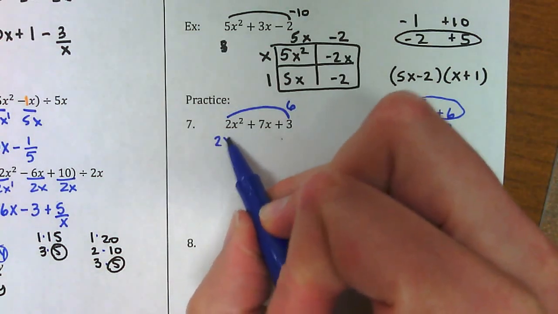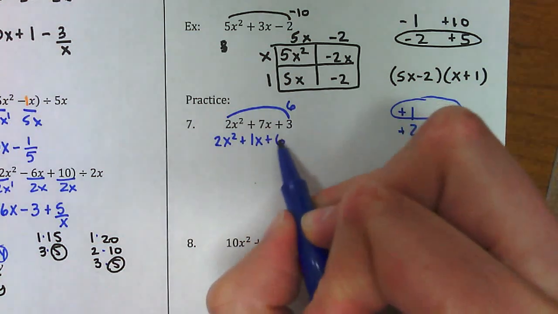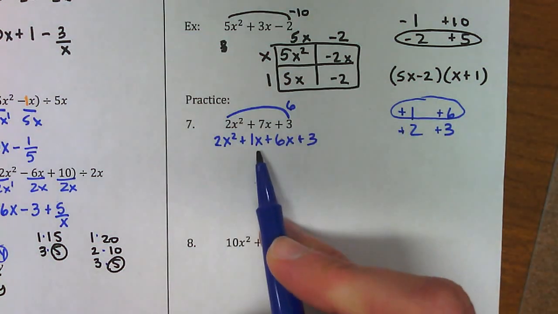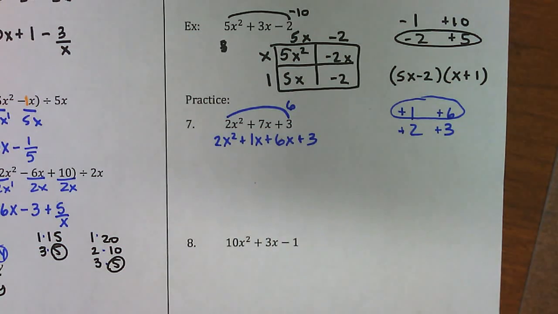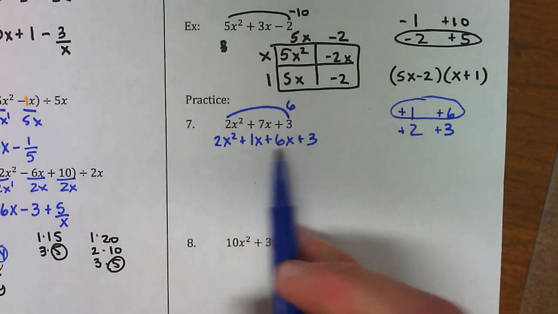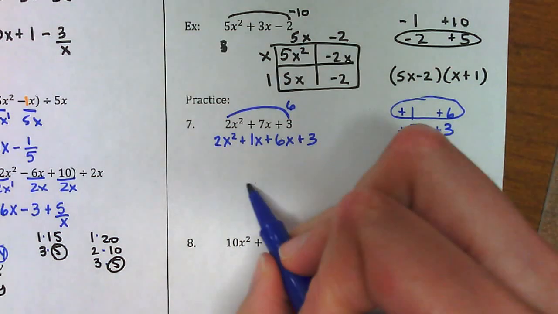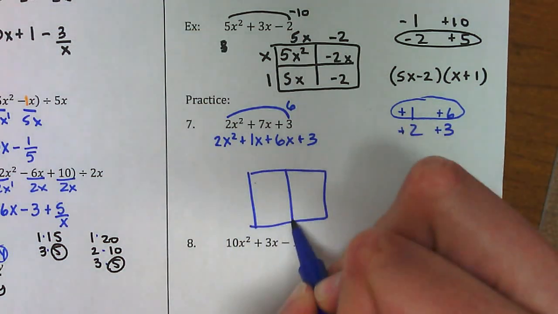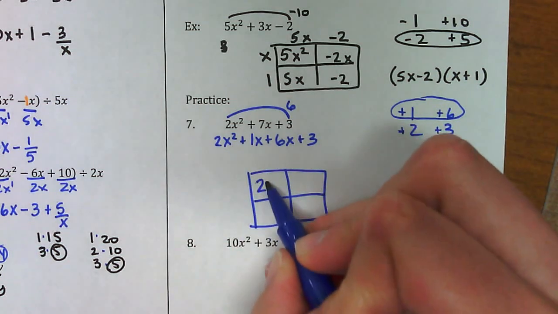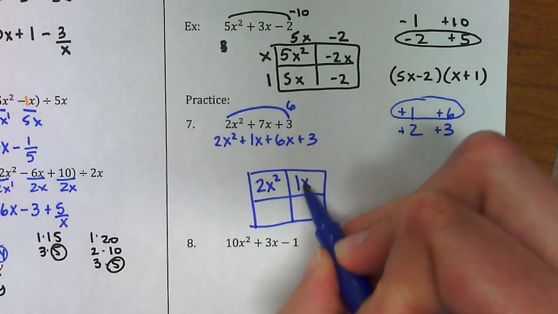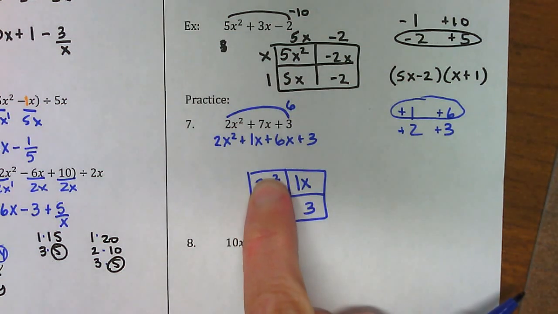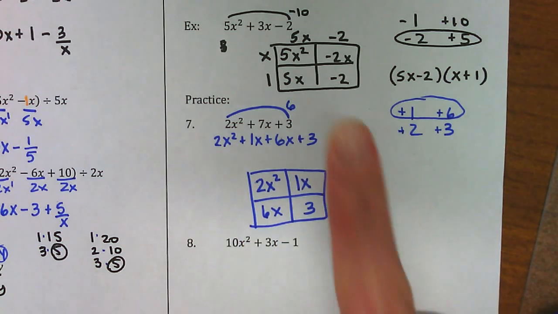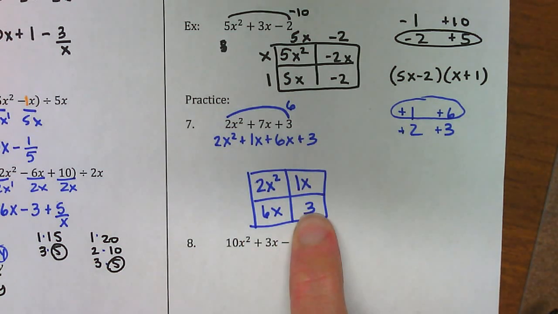So this means the same thing as 1x plus 6x. I can replace the 7x with 1x and 6x. These four pieces are what goes in my box. Okay, what goes in my box? The first term goes here, second term, third term, fourth term. First term always has to go in the upper left. Last term always has to go in the bottom right. The other two can be switched around.